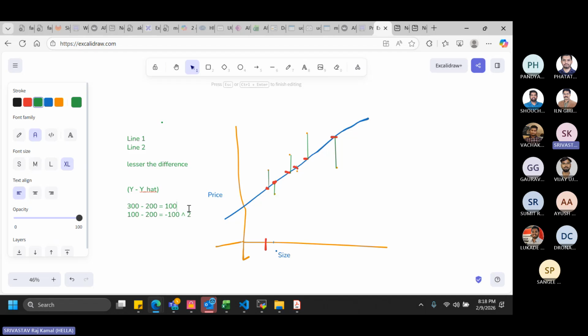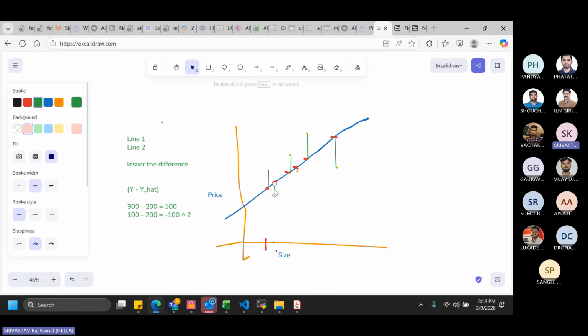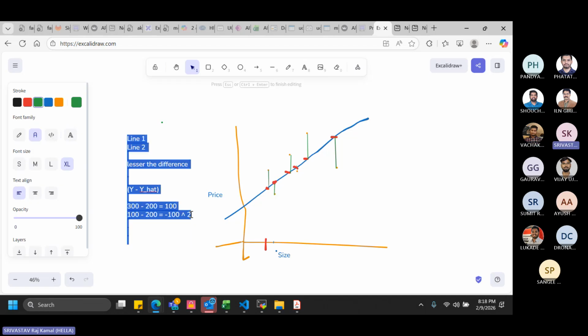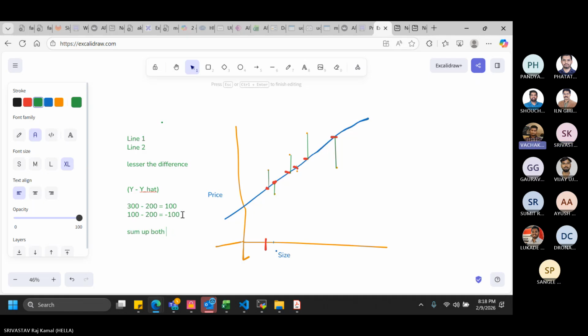We get 100, right? For data point two, we get -100. Sum up both errors. I'm saying that the second is minus 100, now we can just take the absolute value. Will that not work if we take just the absolute value rather than squaring both the terms?